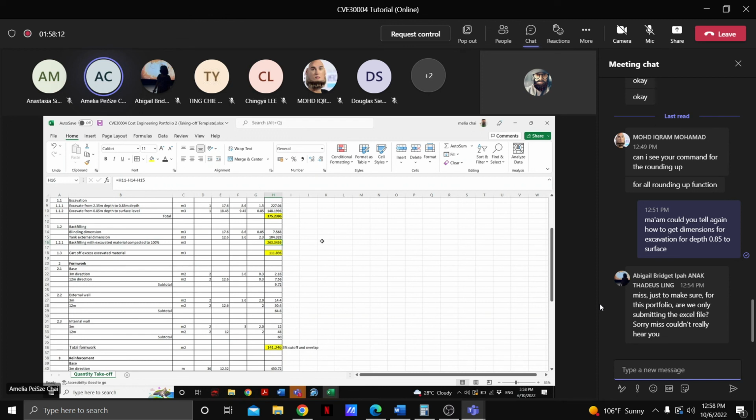So for this portfolio, do we need to find the code for the item? No need. That one is for your assignment. This one is just calculation. Try to find out what the value is only.